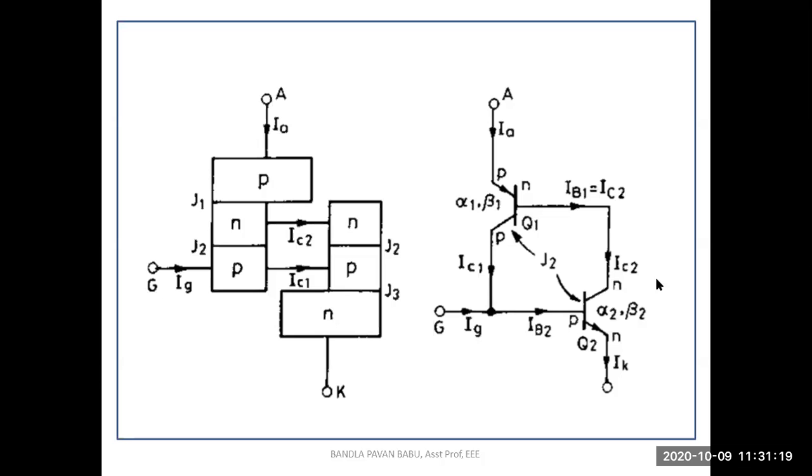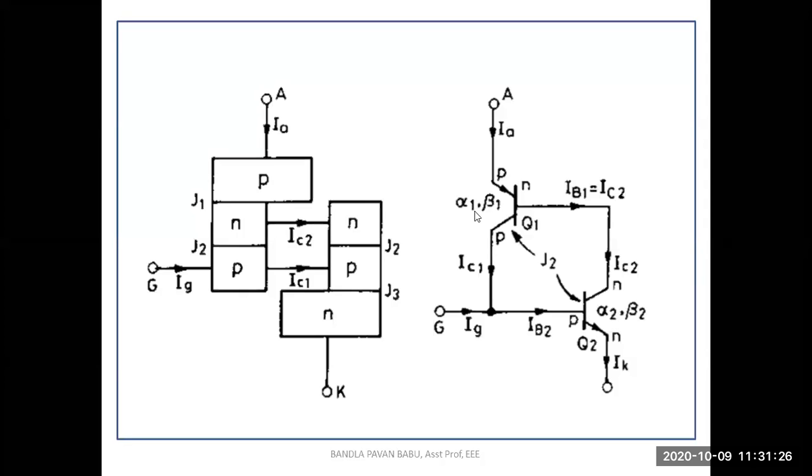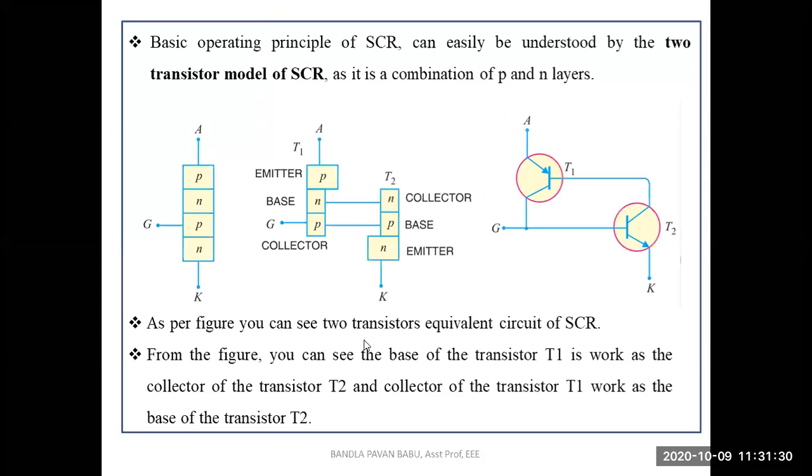This is about the equivalent circuit of the two transistor model of the SCR. So what about their configurations and all? Let's see how the equations are represented.